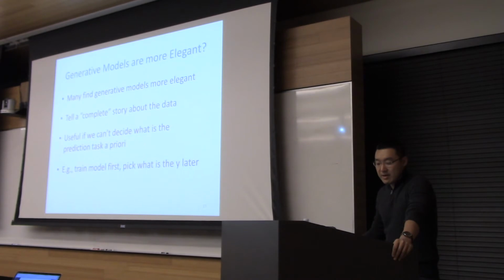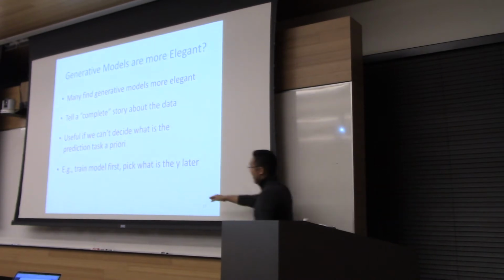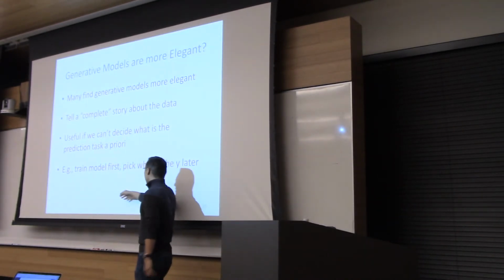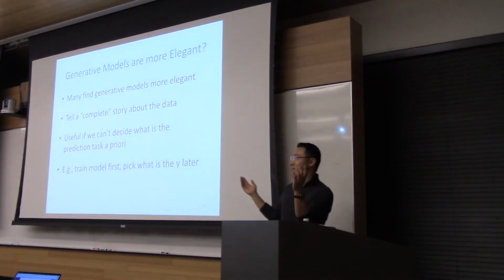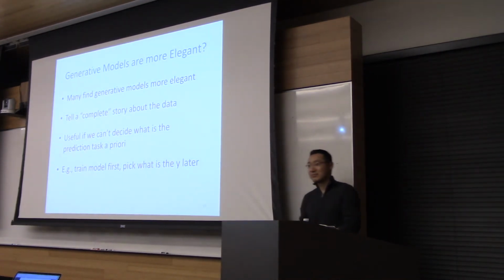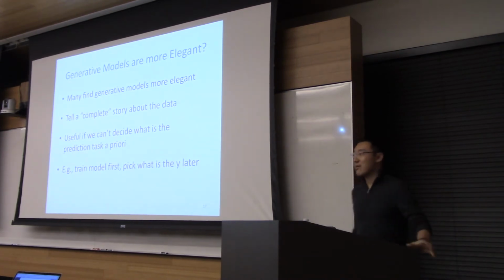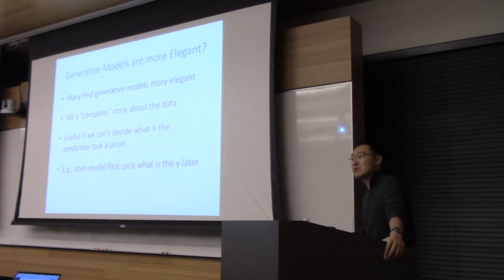So the idea is: pick a model first, train the model first, and then pick what the Y is later, in some sense. Any of the input features could be a Y. We'll just train a model first and figure out how to ask questions about the model later. Any questions on that?